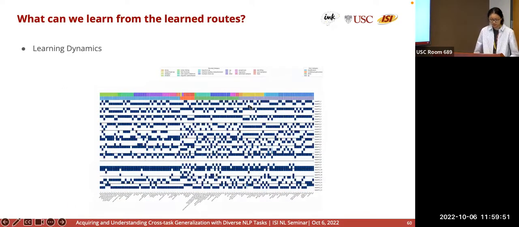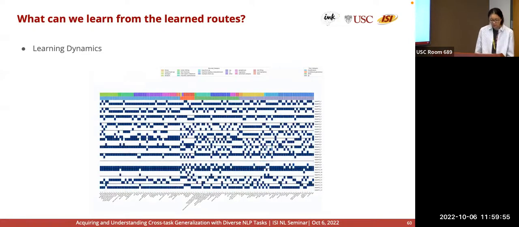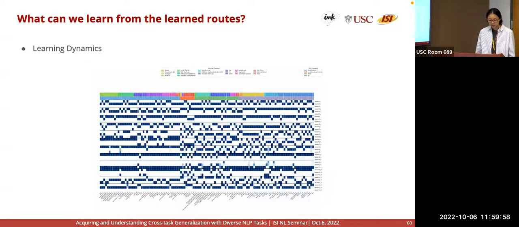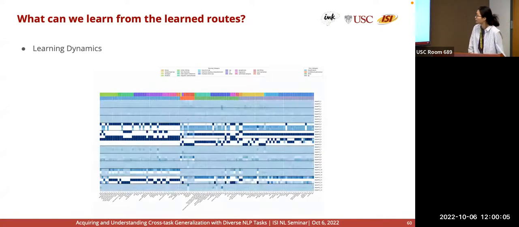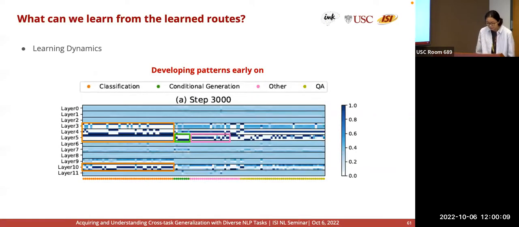Cool. What more can we learn from this model is we look into the routes that it learned and the learning dynamics of how they form. This is a dynamic graph of how they're learned. Take a snapshot of it. In the very beginning, when your model is trained for 3,000 steps, we can already observe some patterns developed here, like these marked in orange are classification tasks, green are generation tasks, other tasks, and QA tasks. You will see that classification tasks have a very visible pattern here, and generation tasks have a visible pattern. Other tasks have a visible pattern here.